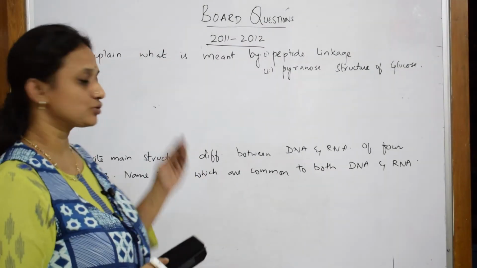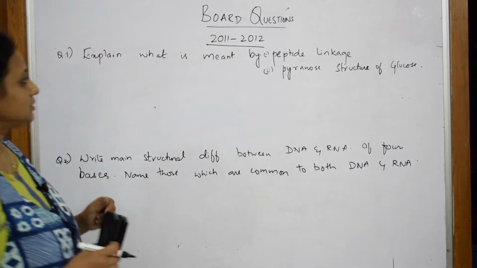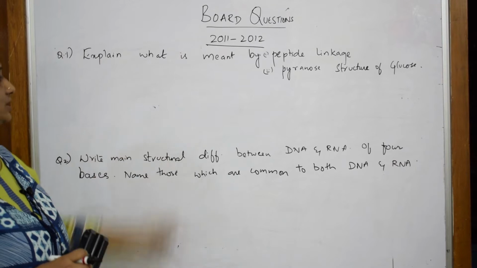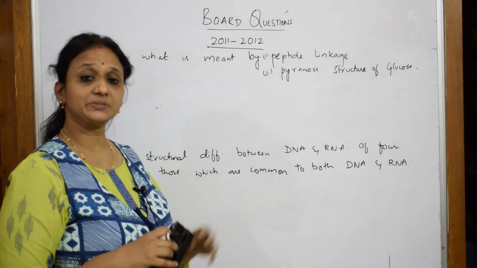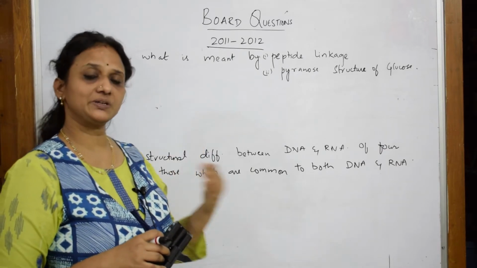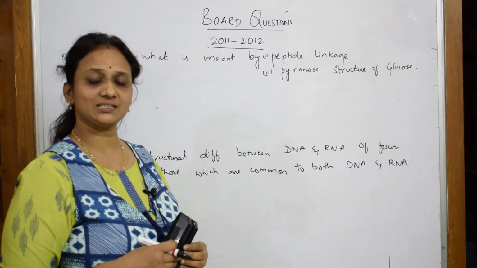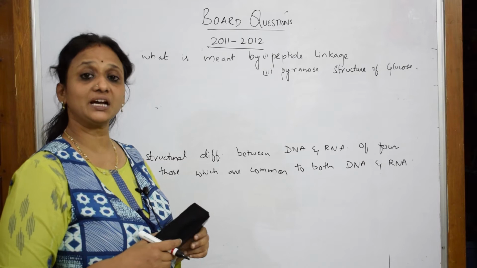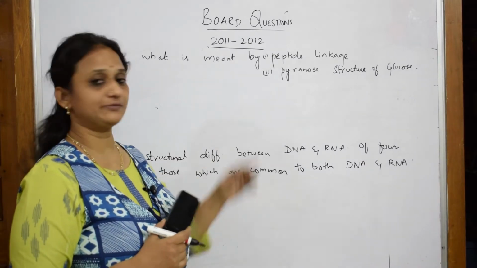So let us come back and do this 2011-2012 paper. Basically, a direct question in this. Let us see what have they given us to write. Explain what is meant by peptide linkage. This peptide linkage question, I think from this particular question paper, it has been repeated. Almost 5 to 6 years, the same question is being repeated. So I've already done a video on this peptide bond. Go to that video. Once you understand the concept, it's easy for you to write.